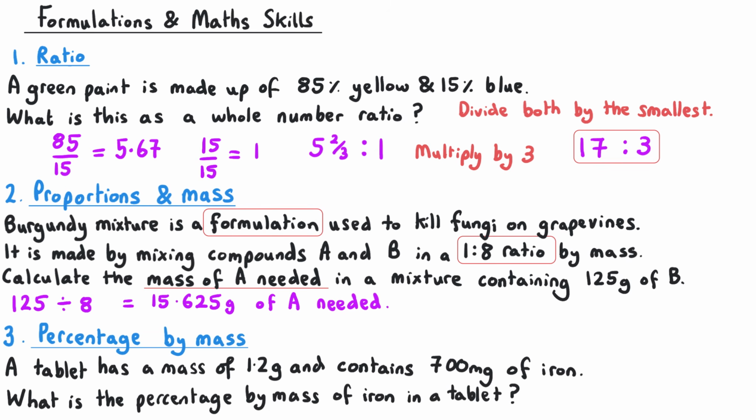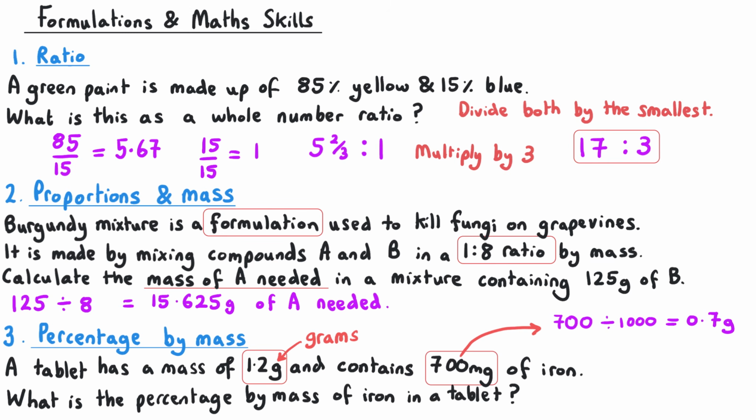One final example, we could be told that a tablet has got a mass of 1.2 grams and it contains 700 milligrams of iron. We might be asked what the percentage by mass of iron is in this tablet. Well, the first thing that we have to do is recognise that our units are not the same for both of the masses. One is in grams and one is in milligrams. We need to convert those so they are both in the same unit. And so I'm going to convert milligrams into grams by dividing by 1000. And that gives me 0.7 grams of iron.